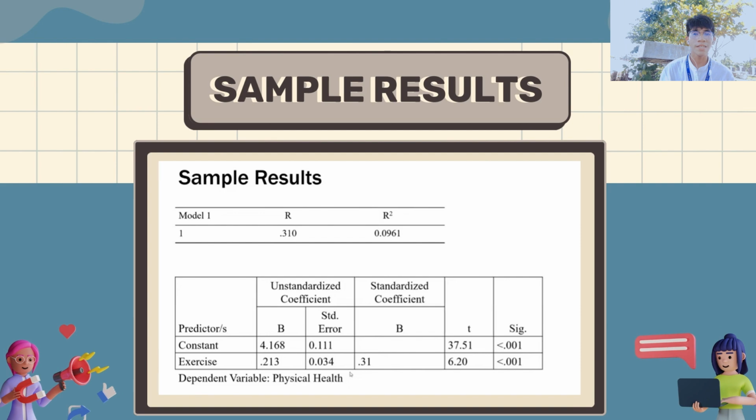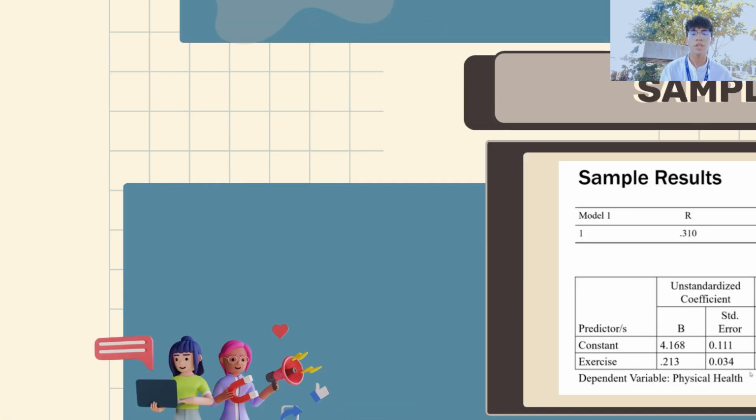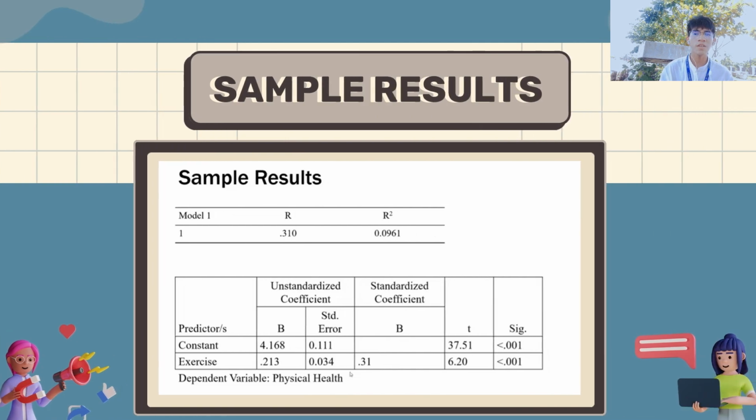The first table provides an overview of the regression model, including the sample size, R-squared value, and other measures of goodness of fit. The second table is the ANOVA table, which displays the results of the analysis of variance for the regression model. This table provides information on the significance of the overall model and each individual predictor variable. The third table is the coefficient table, which displays the estimated regression coefficients, standard errors, t-statistics, and p-values for each predictor variable in the model.